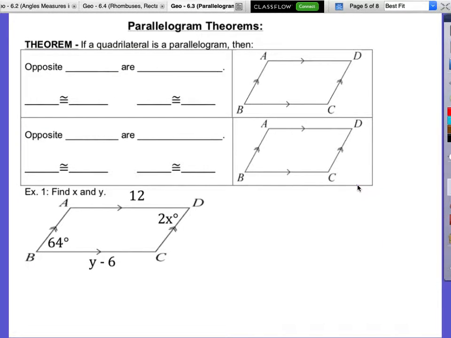What was our first theorem? Opposite sides are congruent. Very good. AB. Okay? And what was our next thing? Opposite what are what? We don't have that. Oh, this is where we left off? Wait, yes, we do. No, we don't. I have it. Oh, we have the first half.